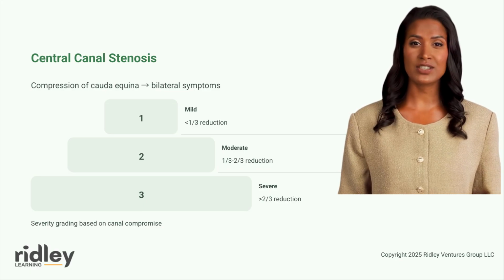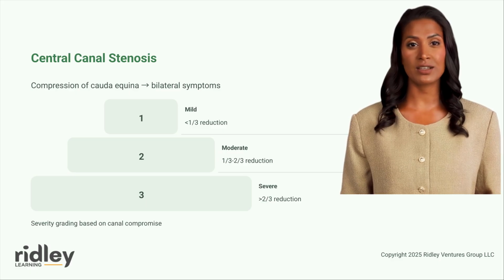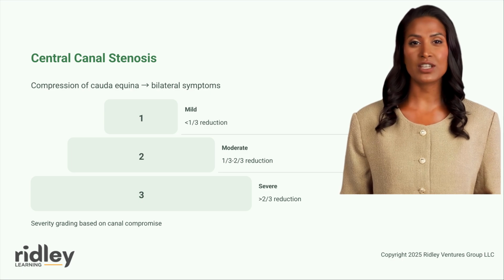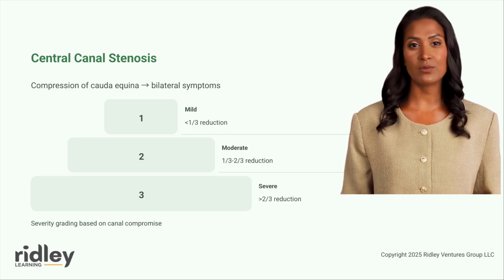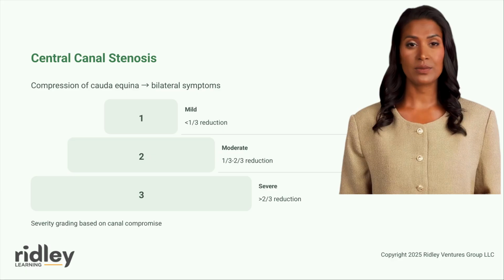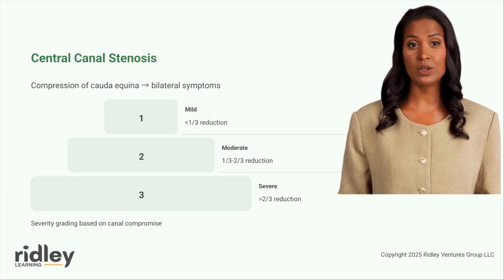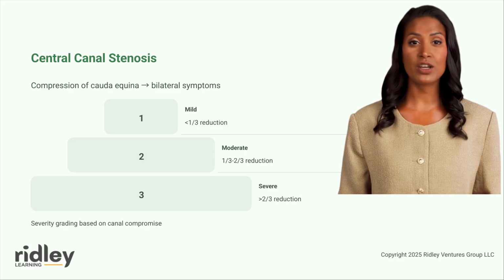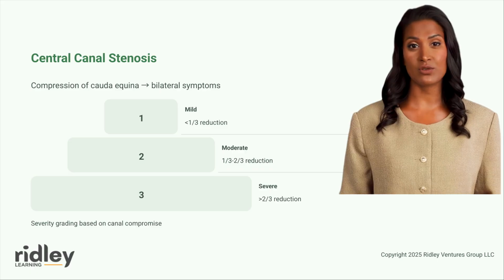Central canal stenosis involves narrowing of the central spinal canal, which houses the cauda equina at lumbar levels. The boundaries of the central canal include the posterior aspect of the vertebral body and intervertebral disc anteriorly, the pedicles laterally, and the ligamentum flavum and laminae posteriorly. Central canal stenosis typically produces bilateral lower extremity symptoms, as compression affects the cauda equina rather than individual nerve roots.